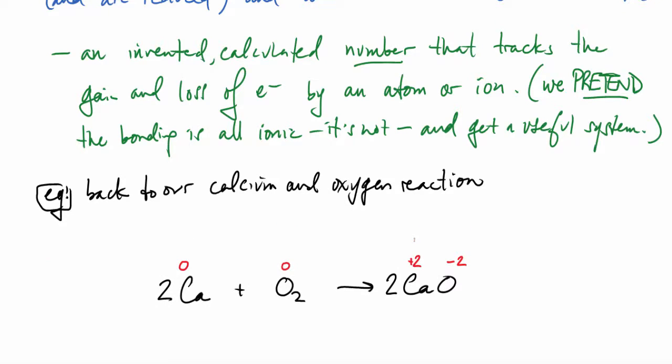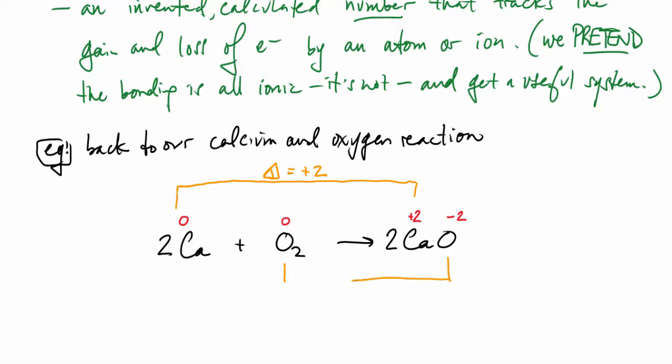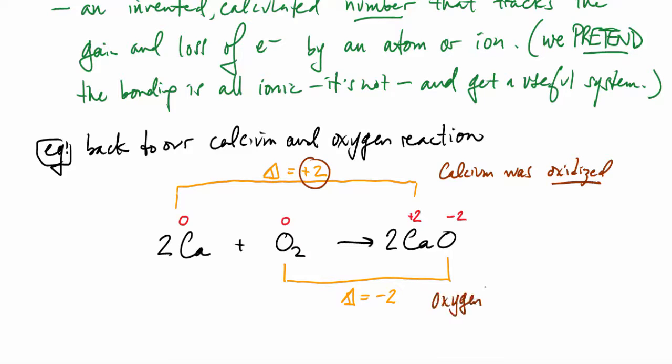So you would say here that calcium, look at this, it lost 2 electrons and it gained a positive change in charge of +2. And you would say that oxygen here gained 2 electrons and it gained a negative charge of -2. So we'd say calcium was oxidized because it lost electrons, and oxygen was reduced because it gained electrons.